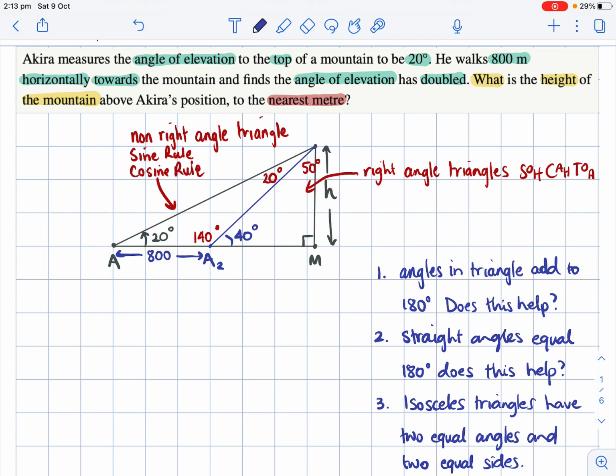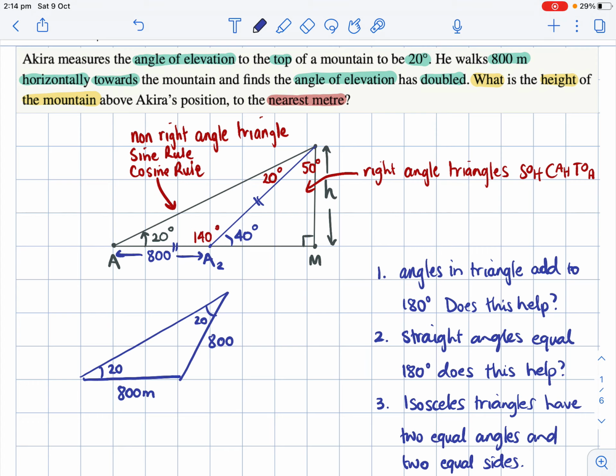So I'm just going to redraw this, because now that I know that this angle and this angle are the same, I'm going to make them look the same. And if they look the same, it's going to be an isosceles triangle. Something like this, where that's 20 degrees, that's 20 degrees, that's 800 meters. And if you know your isosceles triangles, they have two equal angles and two equal sides. This side must be equal to this side.